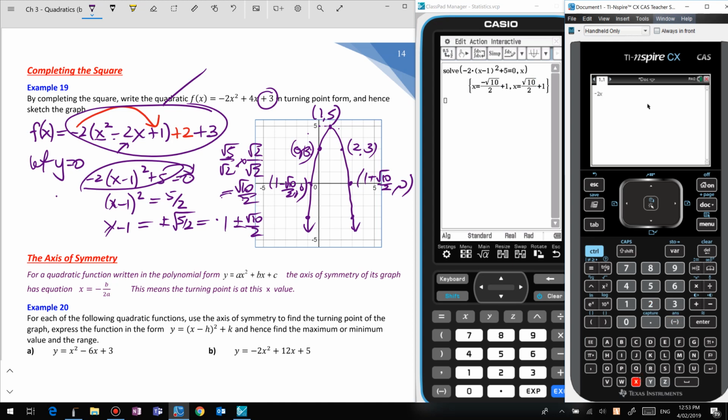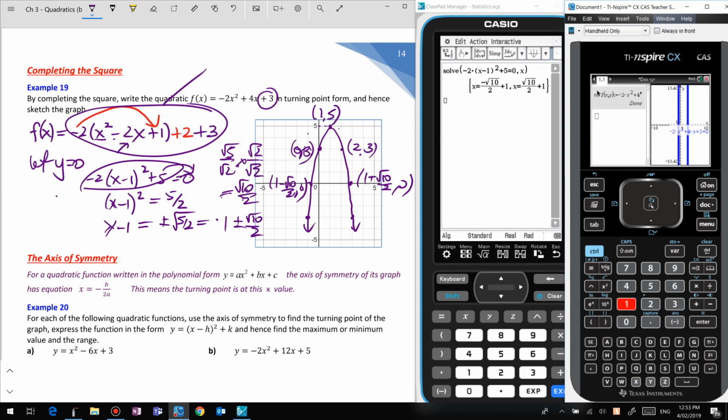Okay, on this calculator, if we put in negative 2x squared plus 4x plus 3 and set it equal to 0, this one we should have done first. Menu 3.1, solve. If you go Control A, you can highlight it and then go menu 3.1.